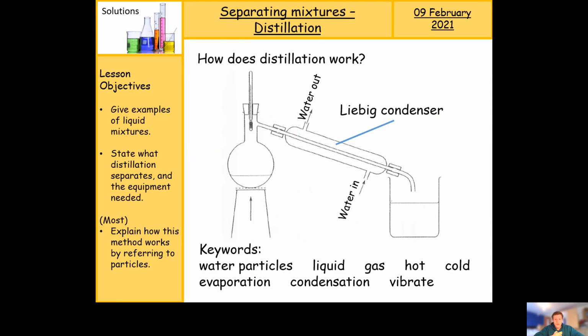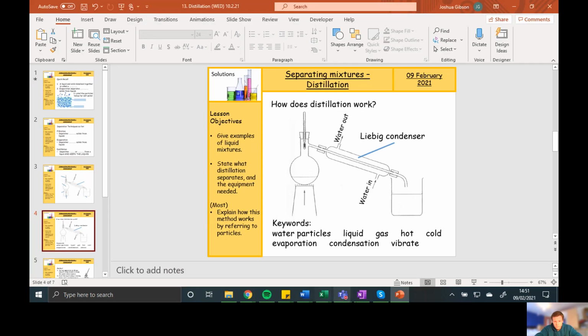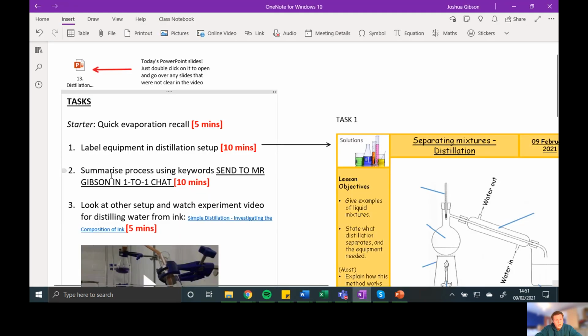So, challenge for you guys then. What we've got is the setup again, and I'd like you guys, please, to summarize what we've just been discussing with this process of distillation. I've got some keywords for you down here, but as it says in the OneNote, so we've got our OneNote task as well, I'd like you to send your summary to me in our one-to-one chats.